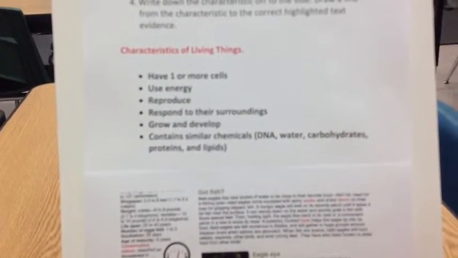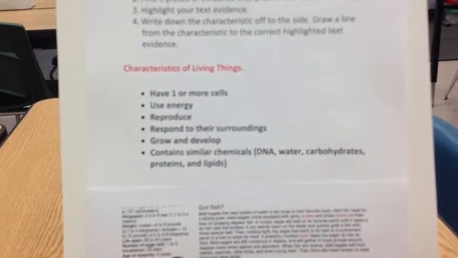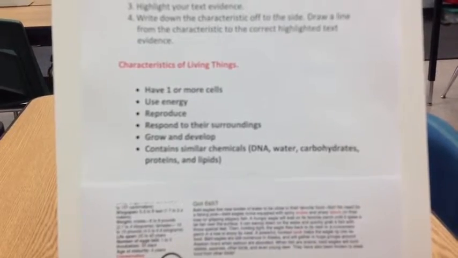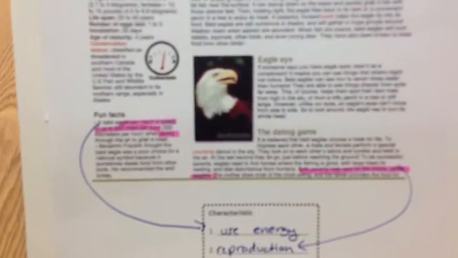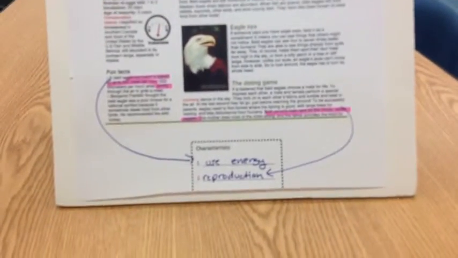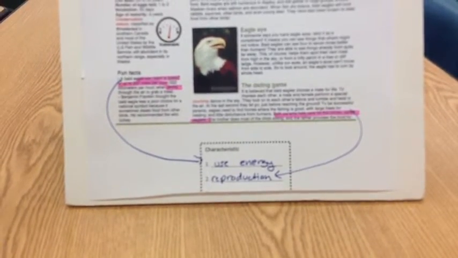So remember our characteristics of living things, that all living things are made of cells, all living things use energy, all living things are able to reproduce, all living things respond to their surroundings, they grow and they develop, and they contain similar chemicals. As you're reading, if you find evidence that your polar bear is alive, you are going to highlight that piece of textual evidence, and you're going to draw an arrow to where it says characteristic, and you're going to write down the characteristic that that represents.